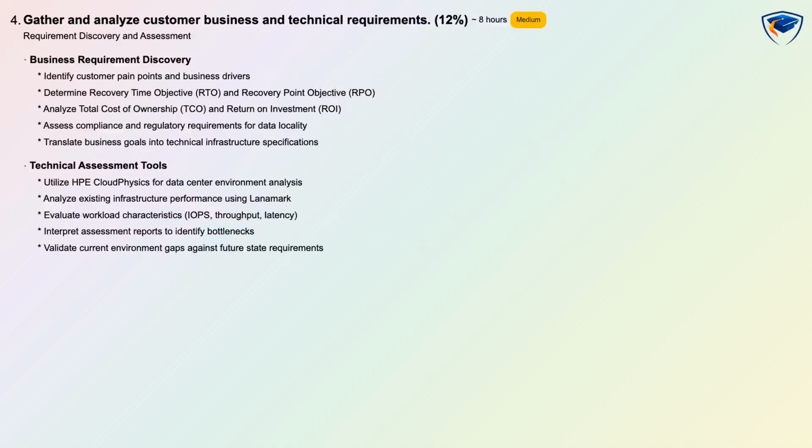Domain 4 is gather and analyze customer business and technical requirements, weighted 12%, focus requirement discovery and assessment, difficulty medium, with estimated learning time 8 hours and assessment type scenario based. You will learn business requirement discovery techniques to identify customer pain points and business drivers and to determine RTO and RPO targets. The syllabus includes cost analysis skills to evaluate TCO and ROI and how to assess compliance and data locality requirements while translating business goals into technical specs.